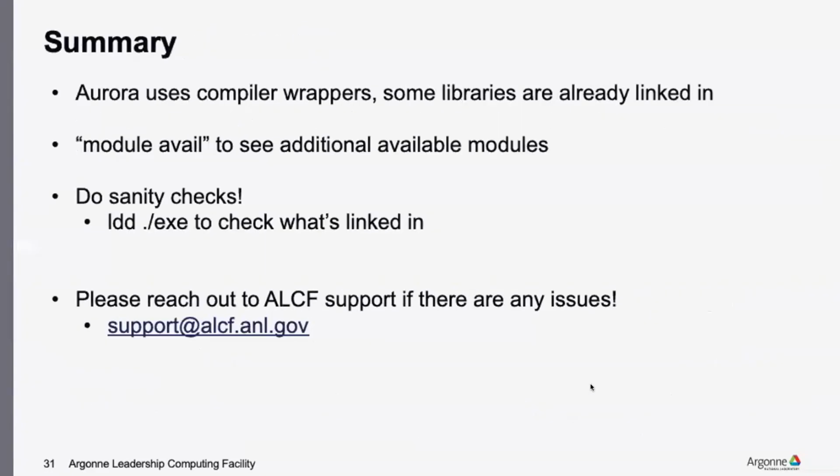So summary, but yeah, we use compiler wrappers. So some libraries like mpich are linked in by default. If you want to see available modules, module avail is good. Important to do sanity checks like ldd on your executable to see what's linked in and to check compile versus runtime. Also, yeah, you can always use ALCF support as your sanity check too. So you can email us or ask us on Slack and we will help with sanity checking too.